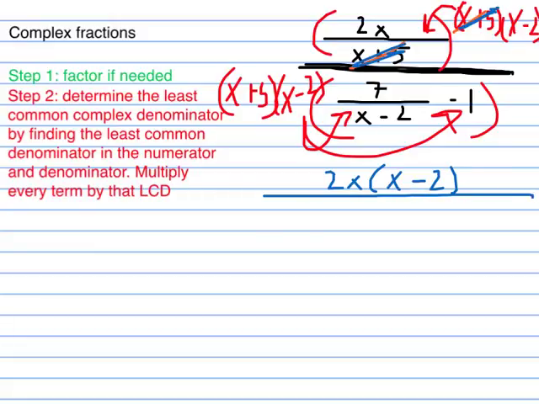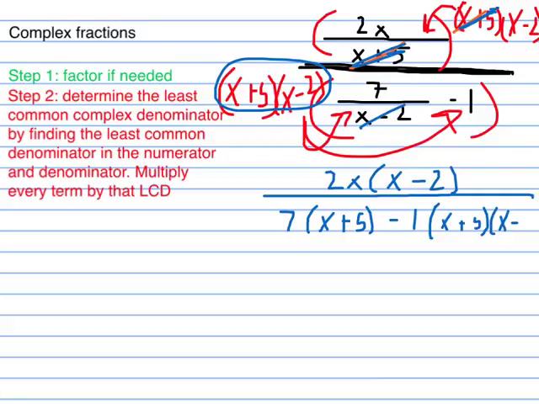Now let's look at the denominator. We're going to have to multiply this group right here by both pieces in that complex expression. The x minus 2 cancels out of that first one, and I have 7 times x plus 5. And then minus 1, nothing cancels out because I don't have a denominator, so we're going to times that, x plus 5 times x minus 2.